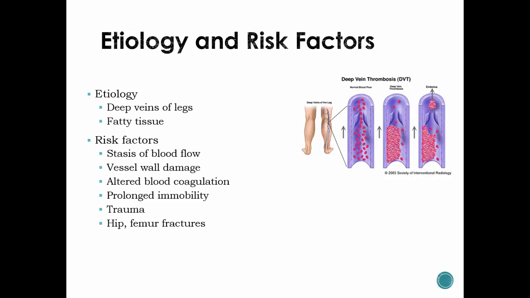Thrombus from deep veins of the legs is the leading cause of your PE. Less common is fatty tissue from surgery or trauma like femur or pelvic fractures, but it's still a risk. Some of your risk factors are similar to those of DVT, and that's just because most of your PEs are caused by DVTs. So that'll be stasis of blood flow, vessel wall damage, altered blood coagulation, prolonged immobility, and trauma, which can be from hip, femur, or pelvic fractures.